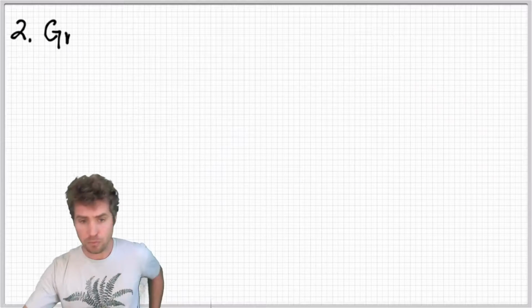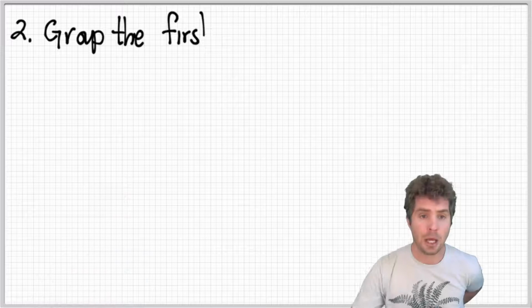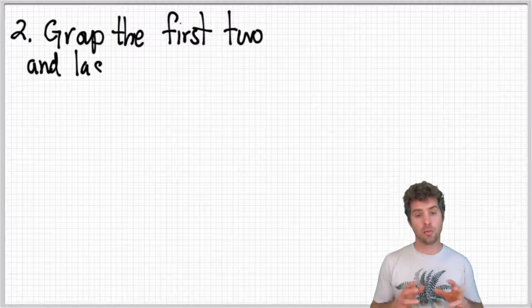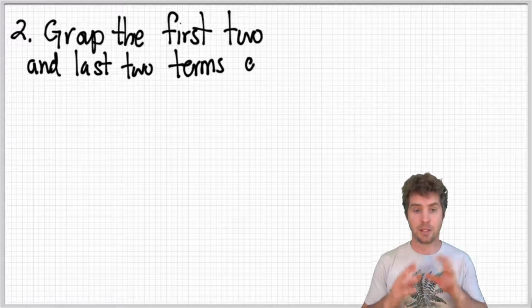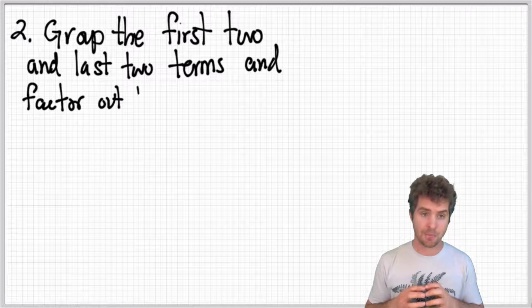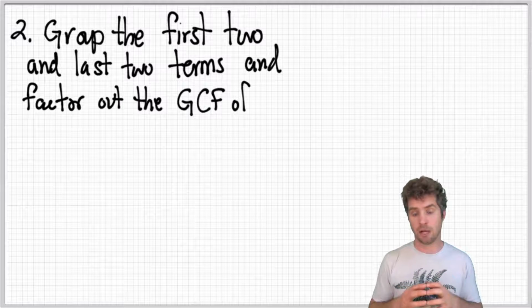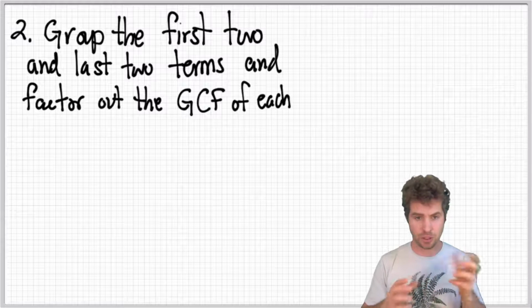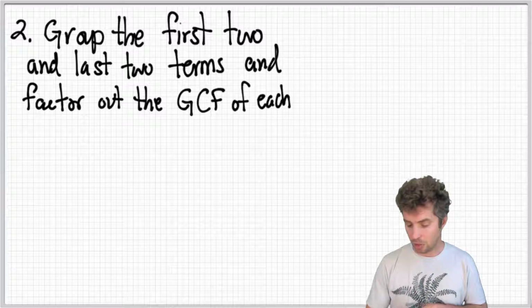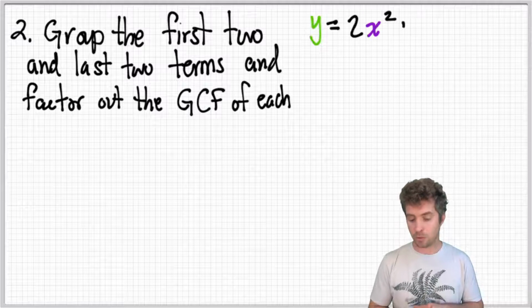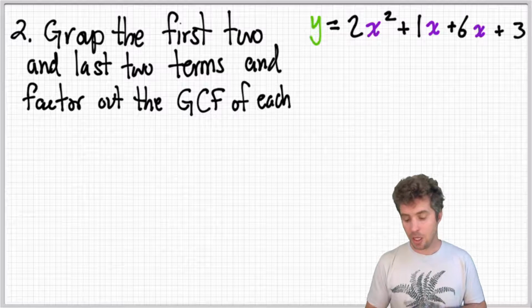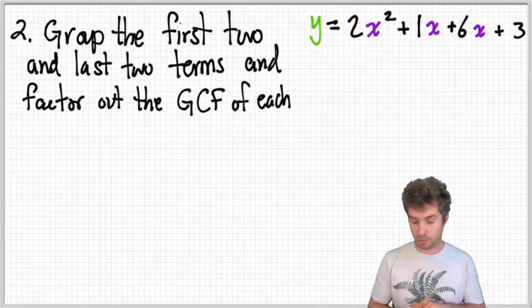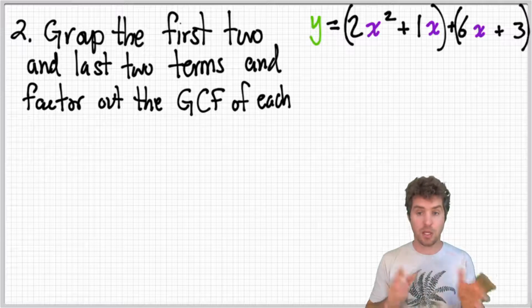So, next step, we are going to group the first two and the last two terms together and factor out common factors, the greatest, the highest common factor, GCF, HCF, whatever you call it, okay? So y equals 2x squared plus 1x plus 6x plus 3. That was our equation from the last step. And we're going to group the first two and the last two terms.